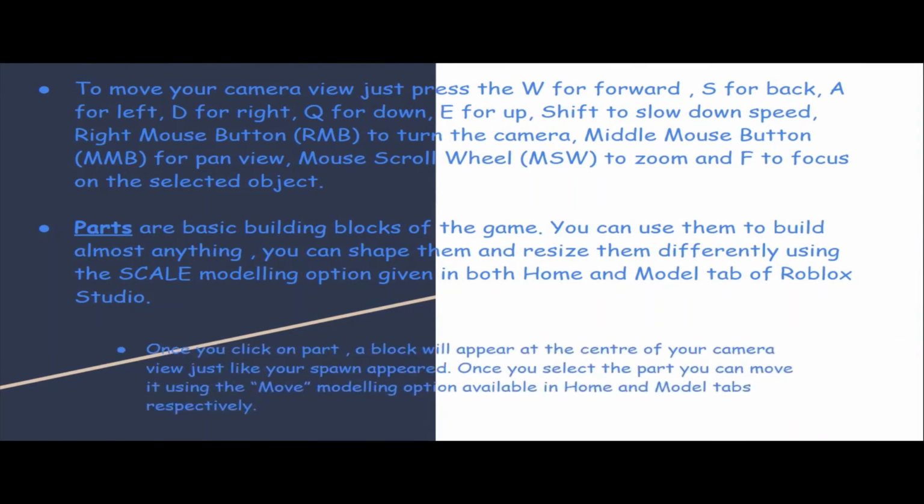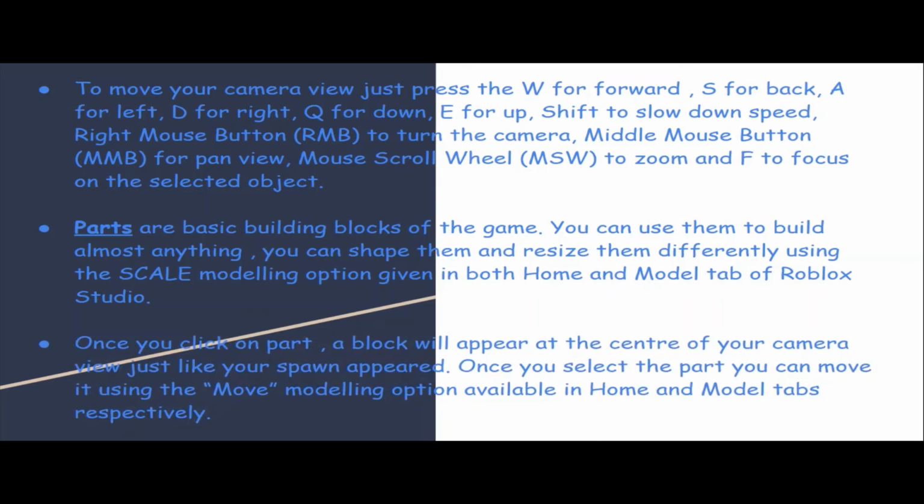To move your camera view, just press W for forward on your keyboard, S for back, A for left, D for right, Q for down, E for up, Shift to slow down speed, right mouse button RMB to turn the camera, middle mouse button MMB for pan view, mouse scroll wheel MSW to zoom, and F to focus on a selected object. I hope you understood this.